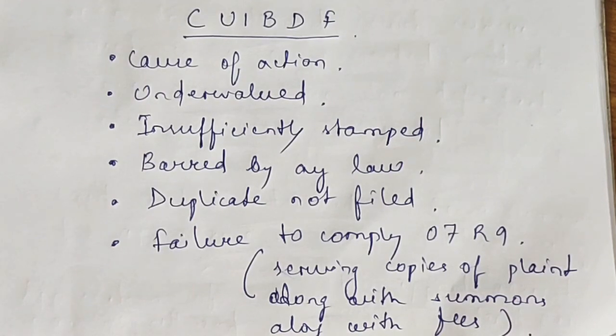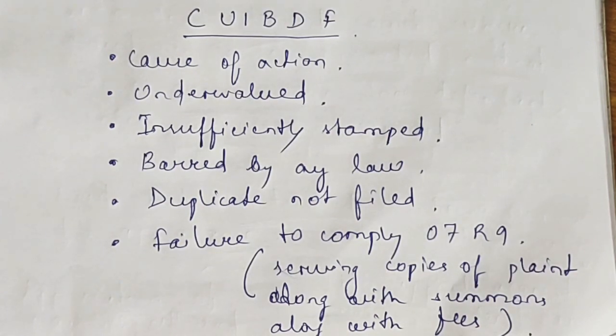I, insufficiently stamped. B, barred by any law. D, not filed in duplicate, or the duplicate of the plaint is not filed. Lastly, F, failure to comply with Order 7, Rule 9. Order 7, Rule 9 says, serving of the copies of the plaint along with the summons plus the requisite fees. So CUIBDF, you can remember like this.